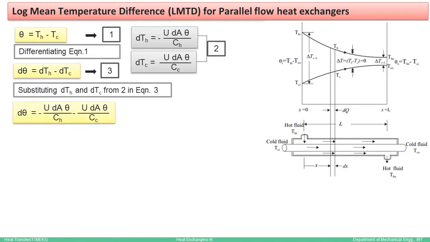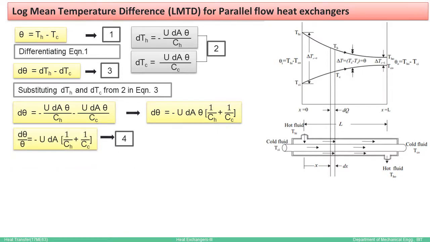In doing so, we get d theta is equal to minus U dA theta divided by Ch minus U dA theta divided by Cc, which can be further reduced to d theta is equal to minus U dA theta into 1 by Ch plus 1 by Cc. And rearranging the terms, we have d theta divided by theta is equal to minus U dA into 1 by Ch plus 1 by Cc, and I call this equation 4.